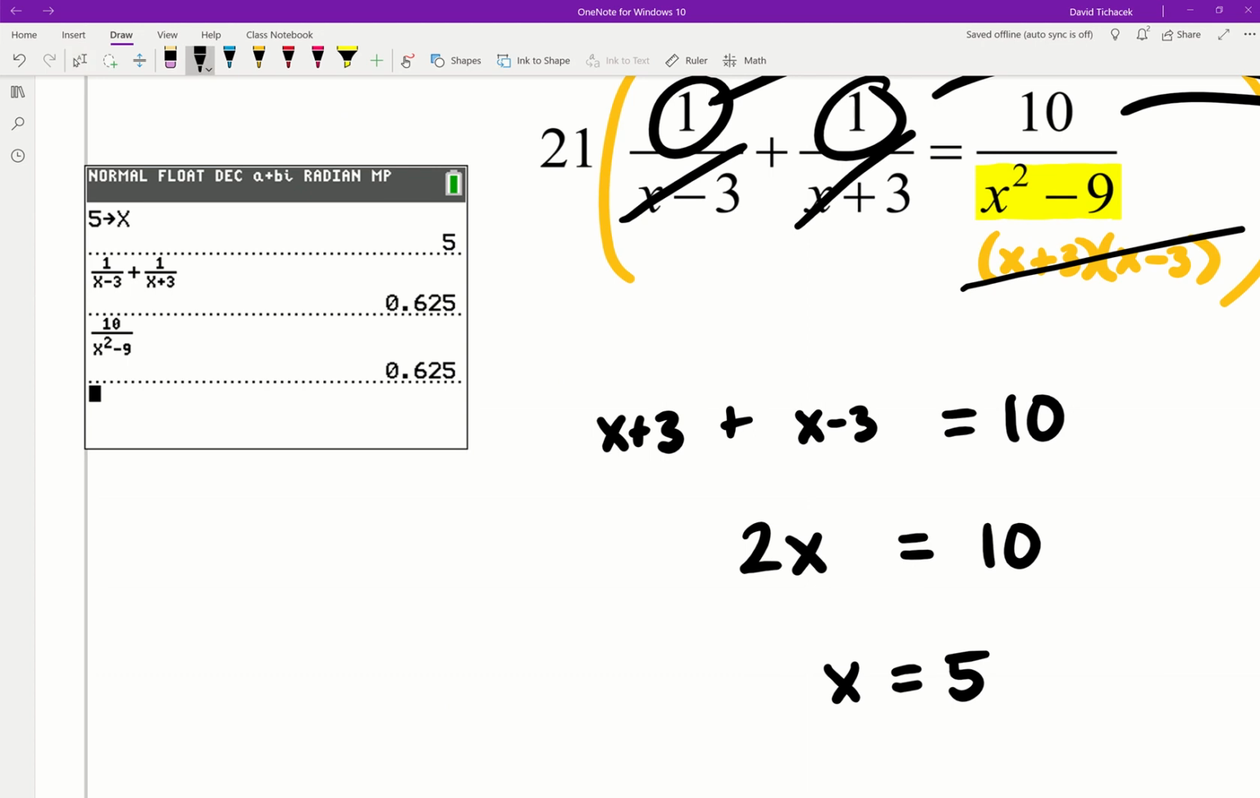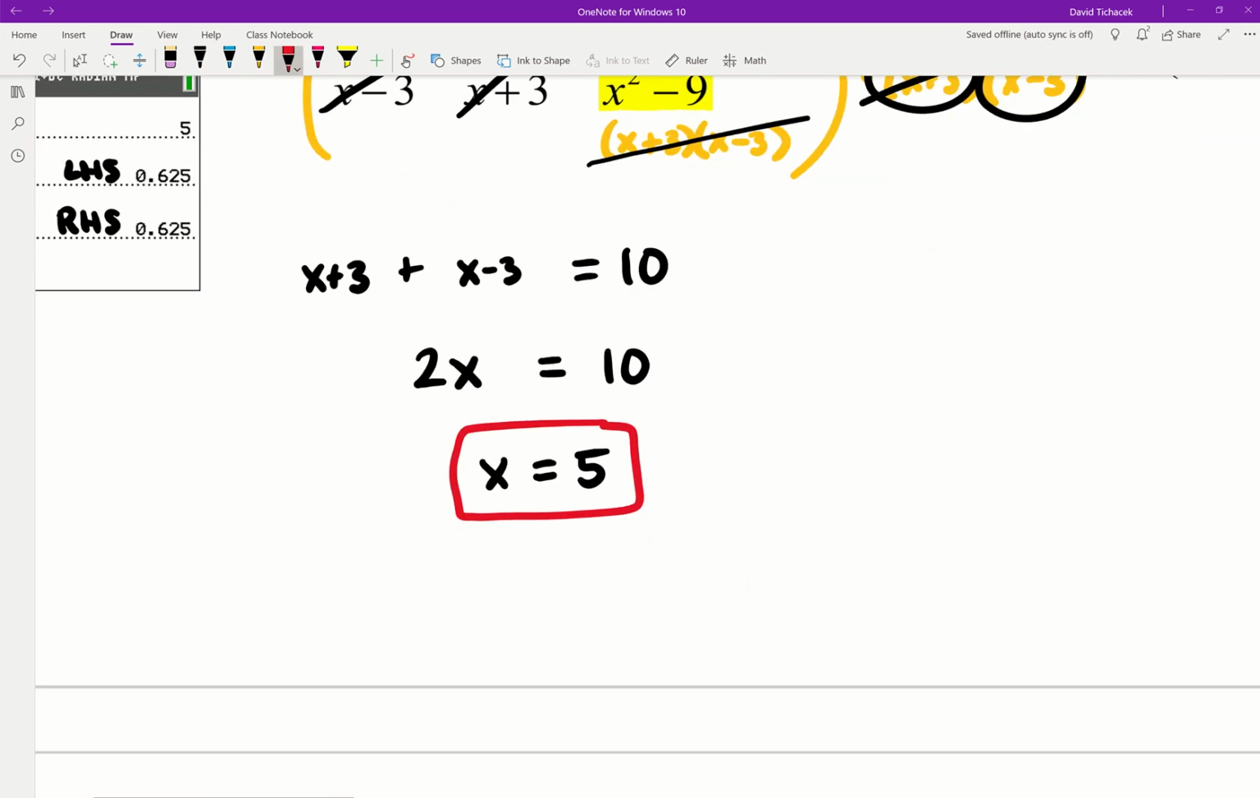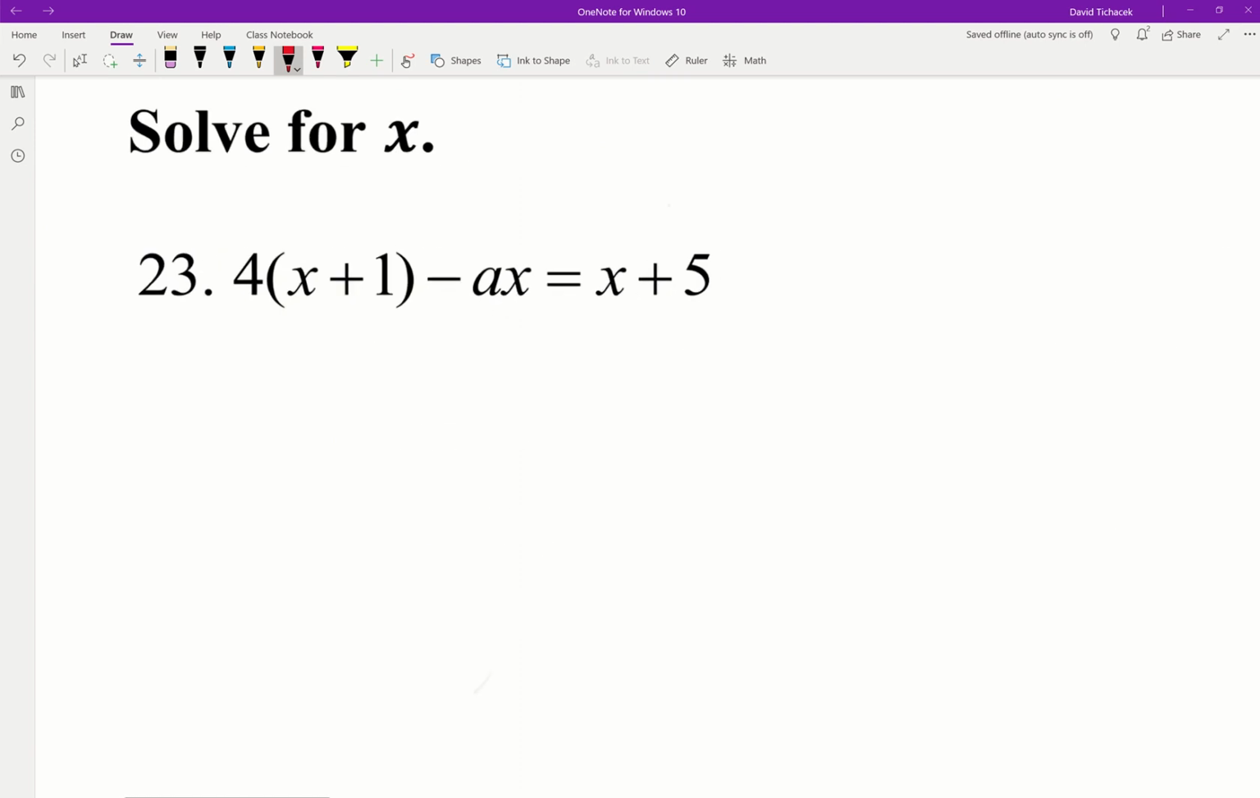You definitely see that what you get on the left-hand side is the exact same as what you get on the right-hand side. And so since those match up, this will be a legit solution for us. So just making sure that we are always checking our solutions before we call the problem finished.